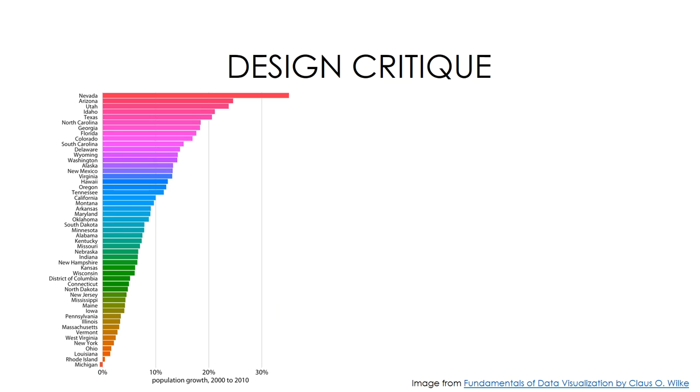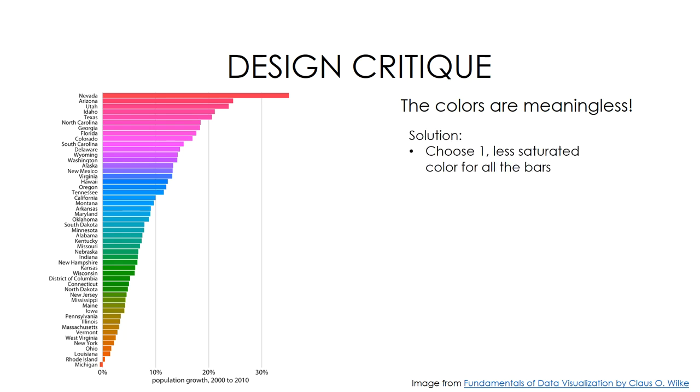Here's another one to look at. The colors don't add any new information to the visualization. We're only looking at two variables here: the name of the state, which is labeled, and population growth, which is shown in the length of the bars. The chosen colors are also very saturated, which can be hard to look at and to read. I think that this could be improved by choosing one less saturated color for all of the bars.